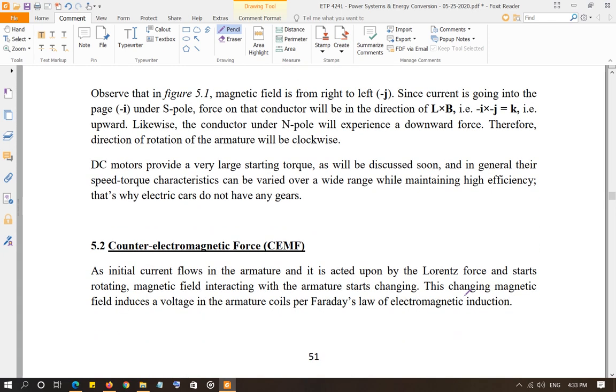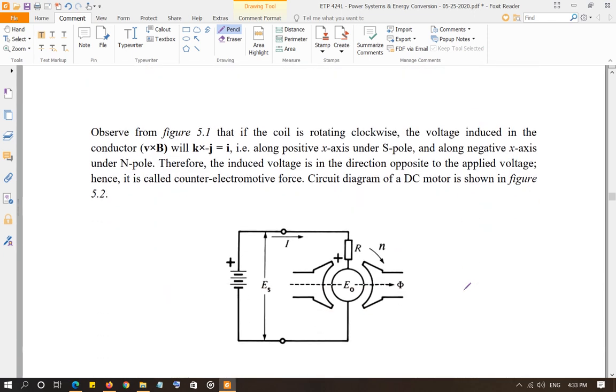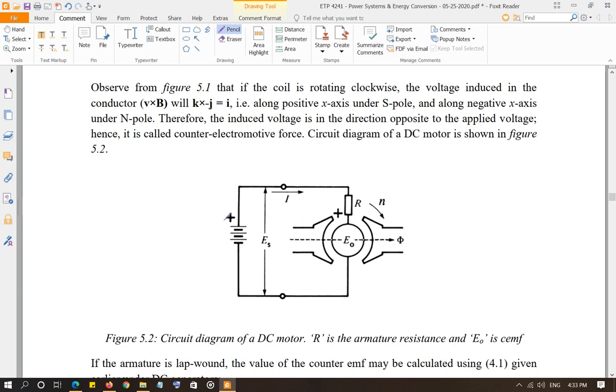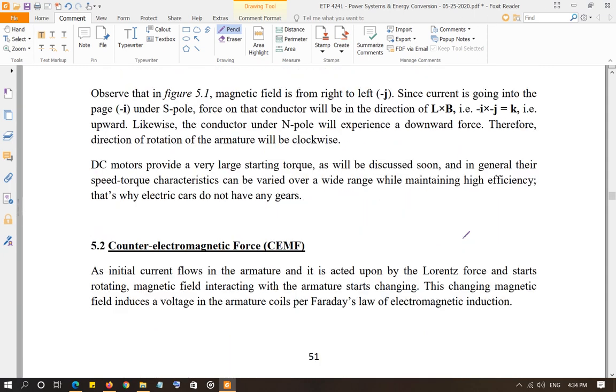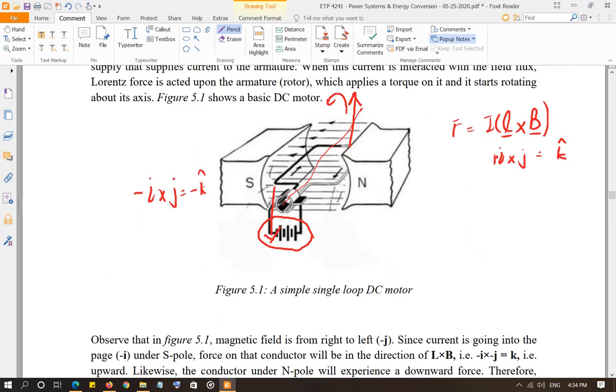So what is counter electromotive force, CEMF? Look at this picture. So this is your source voltage, this is your armature resistance. Alright, what is this E naught? So when the current is flowing in the winding and your armature starts rotating, what's going to happen? The armature, the coil, will start cutting the magnetic field. And when the coil is going to cut the magnetic field, then according to Faraday's law of electromagnetic induction, a voltage is going to be induced in the coil.